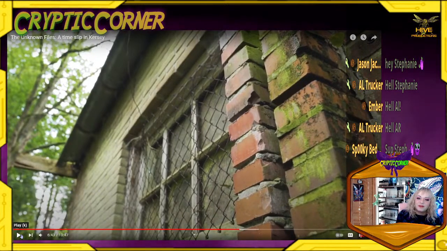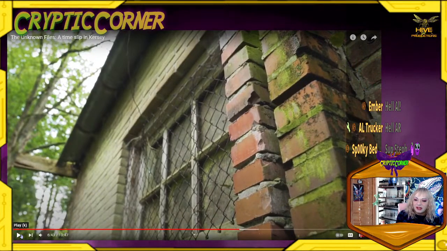Honey, you gotta stop showing these brick buildings if you're gonna talk about colonial buildings. You could have got screenshots of colonial buildings.